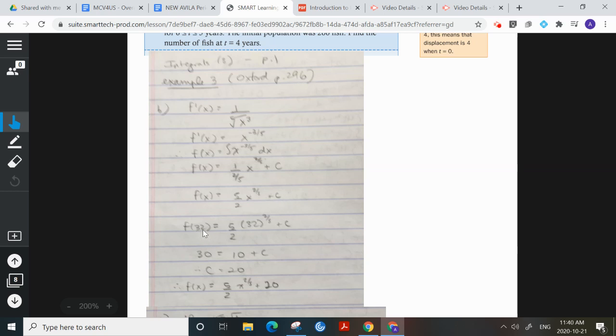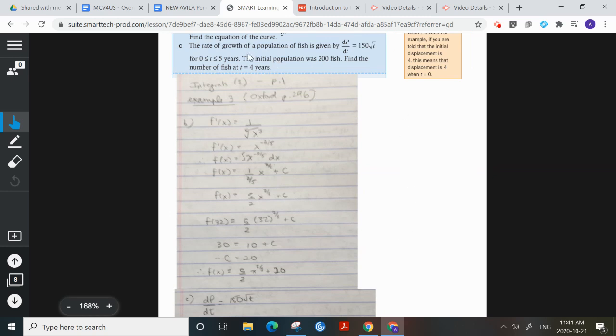I know that f at 32 equals 30. So if I plug in 32 here, I can take the fifth root of 32, which is 2, and square it to get 4, times 5 is 20, divided by 2 is 10, plus c. I set that equal to 30, because that's the information I was given, and I find out that c is 20. So my function is 5/2 times 2/5, x to the 2/5 plus 20.